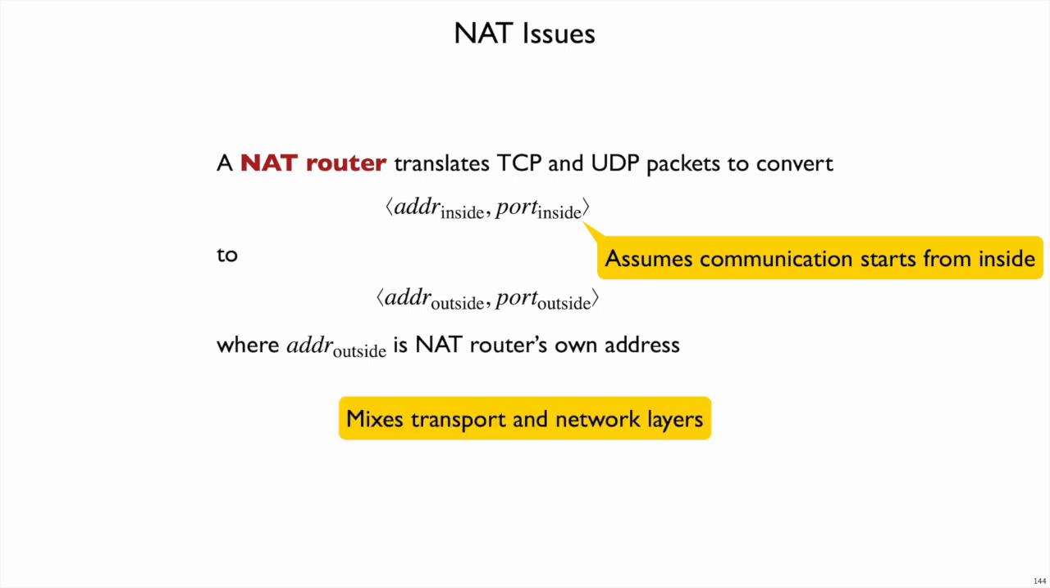More abstractly, an issue with NATs is that they mix the transport and network layers. A NAT is a router that's living at the network layer and supposed to only pay attention to IP destination and source addresses, but a NAT router is specifically looking at the transport layer to get the port number and do something special with the packets. So from the purist perspective, it's not very good.